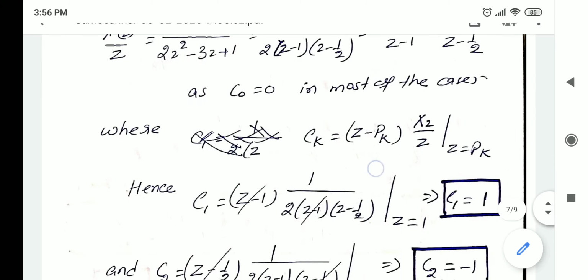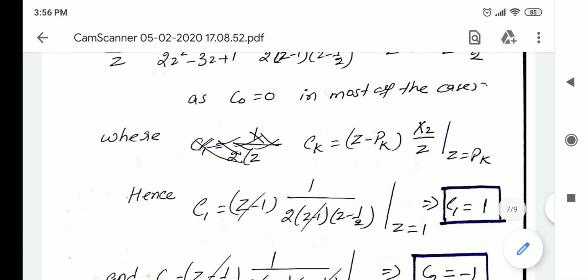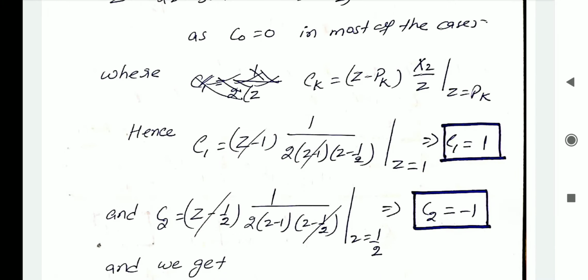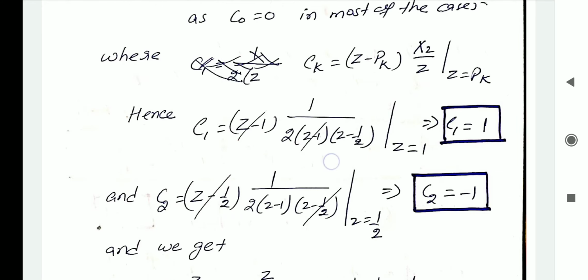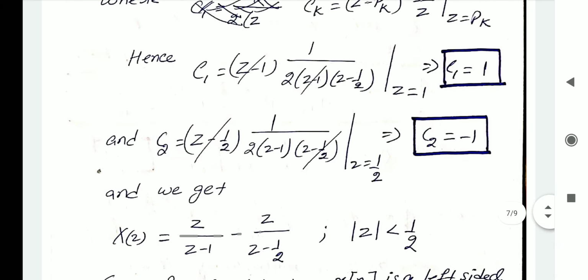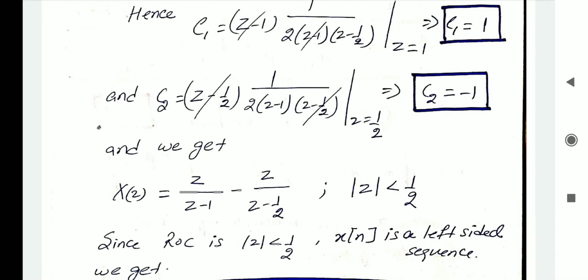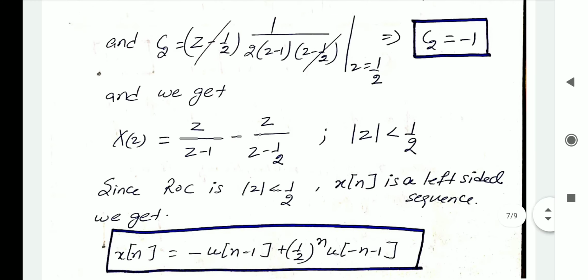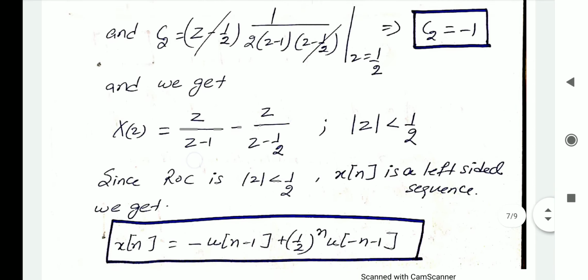Now we already know the value of ck. ck is z minus pk, x of z by z, for z equals pk. So we'll calculate c1. c1 is z minus 1 into x of z by z, which is 1 by 2 into z minus 1 into z minus 1 by 2, for z equals 1. From here we are getting the value of c1 as 1. Again the second constant, c2, is calculated by the same formula, and we are getting the value of c2 as minus 1. This is very easy to solve, students. Just try it out, you'll be getting these answers. Now we can write x of z by putting the value of c1 and c2. c1 was 1 and c2 was minus 1.